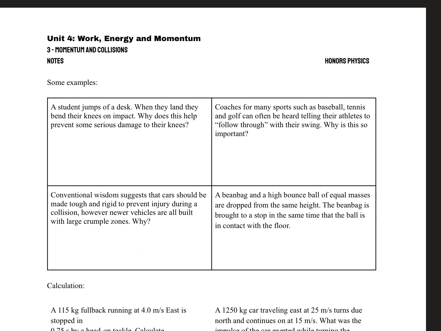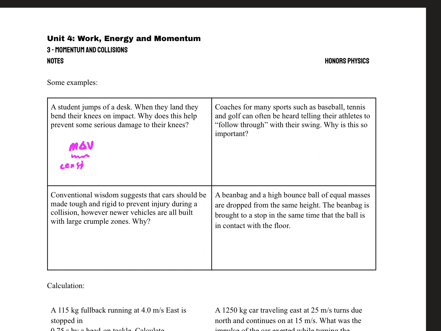A couple of conceptual questions here. Someone jumps off the desk, they land, they bend their knees on the impact. Does it help prevent some serious damage to their knees? Why or why not? So what happens here is we can look at this from an equation standpoint and see if it makes sense this way. This mass times delta V, that change in momentum, that piece is going to remain constant.